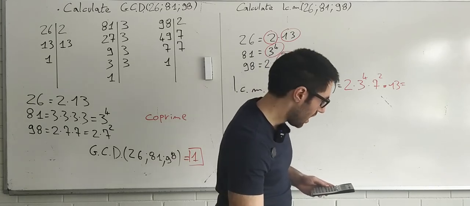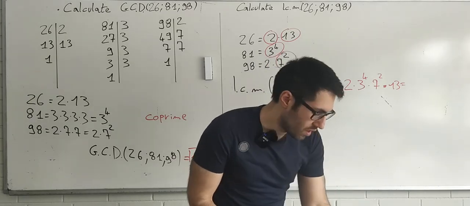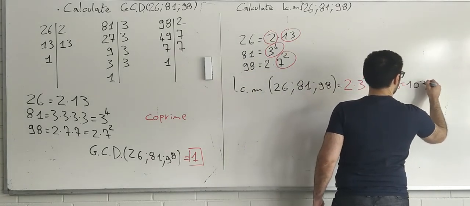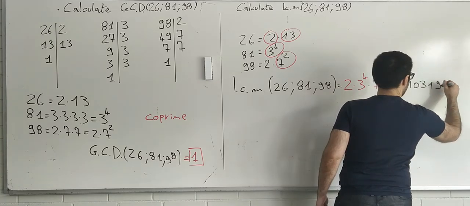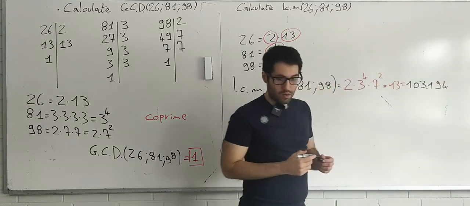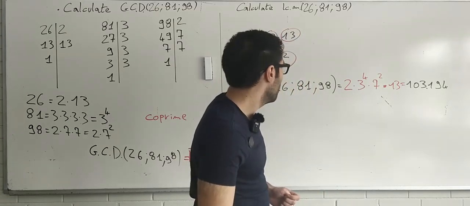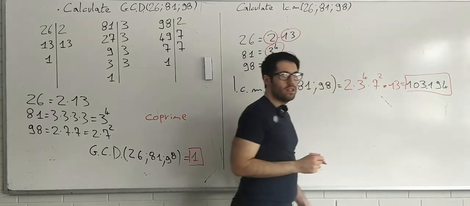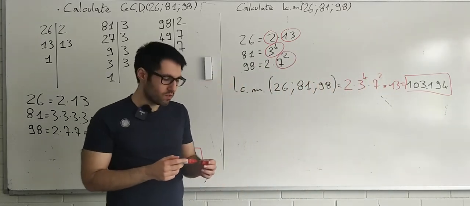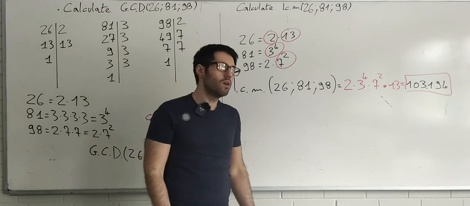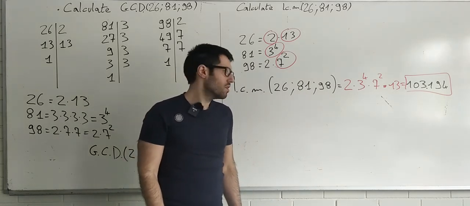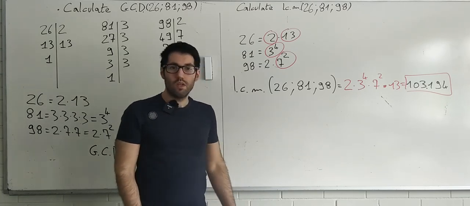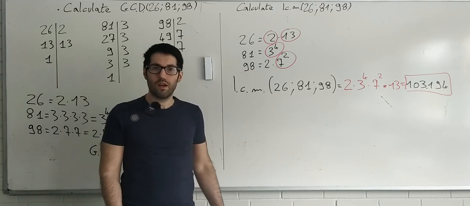We obtain the number 103,184. Alright, this is our lowest common multiple, which is a pretty big number. And that's a pretty common situation when we consider the lowest common multiple of co-prime numbers. It's quite common to get a big number for the lowest common multiple. Well, that's all. The exercise is concluded.